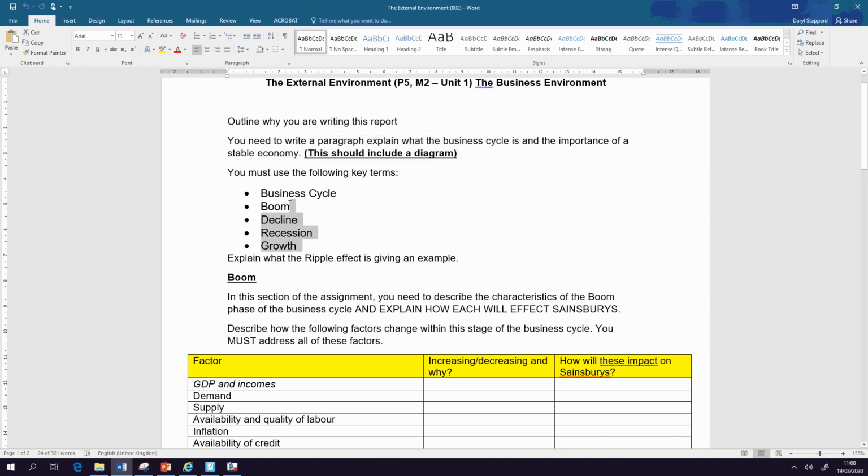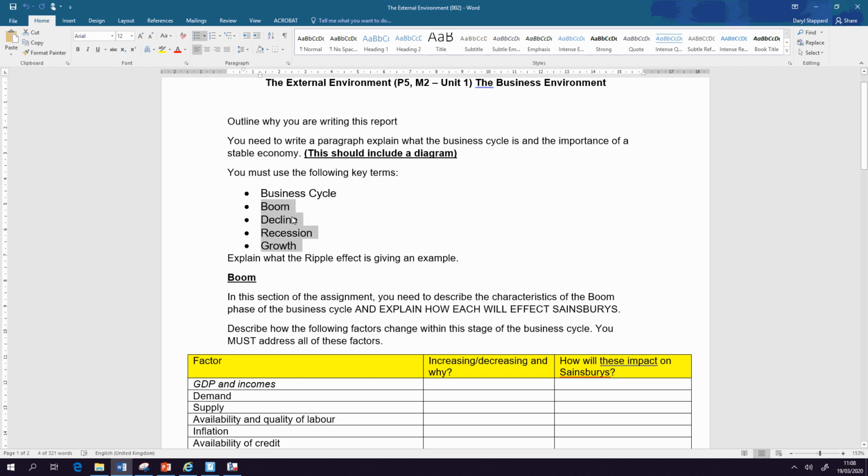What you've then got to do is to think about these different stages along the business cycle. We've got the boom. The boom will be where GDP growth rates are very, very high, which means that jobs are readily available for people to be doing, incomes are increasing, and profits are very, very high in businesses.